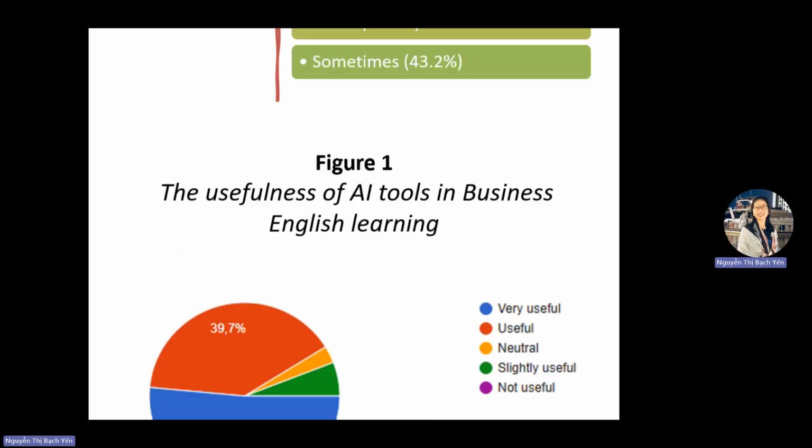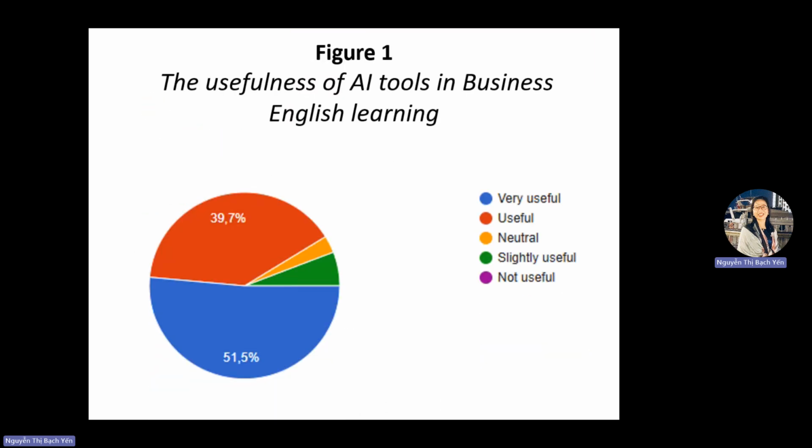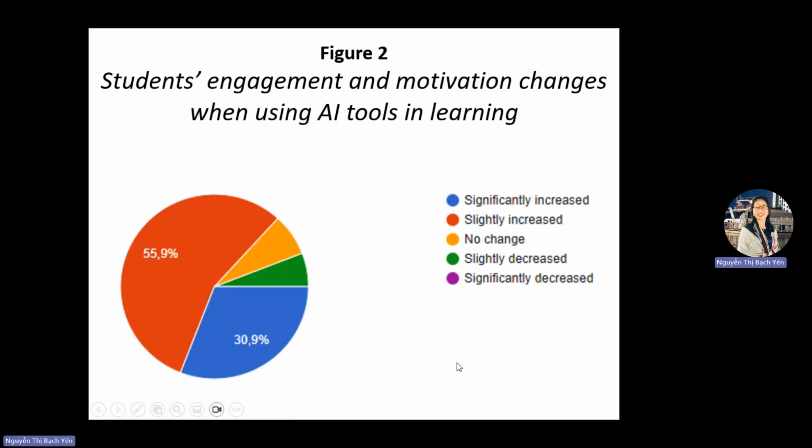Okay, and here I made five questions to get the feedback from students. The first one, I asked my students about the usefulness of AI tools in business English learning, and the results are very positive. How about question number 2? Student engagement and motivation changes when using AI tools in learning? Yeah, no negative feedback from my students.